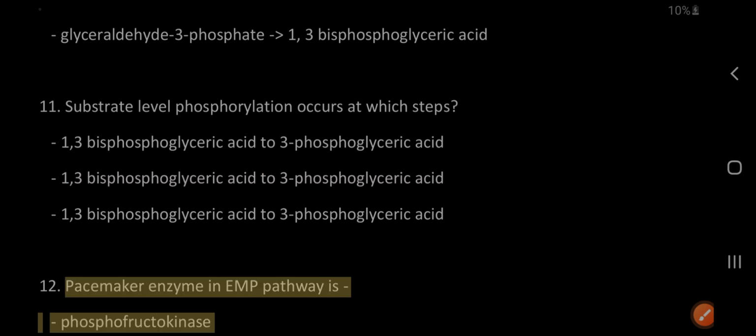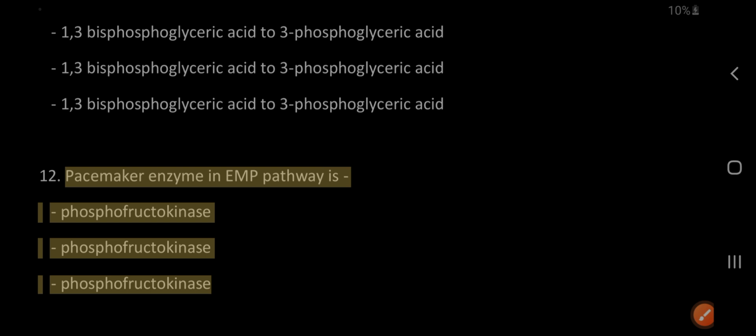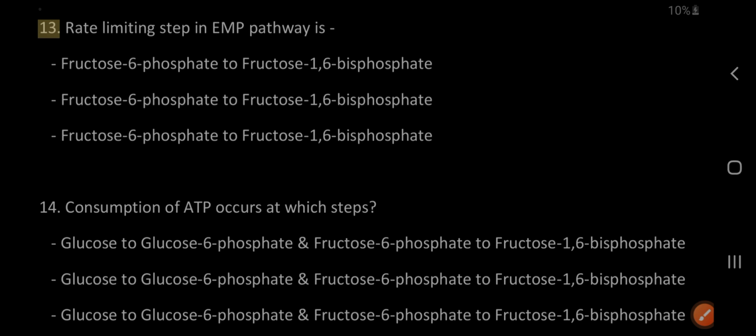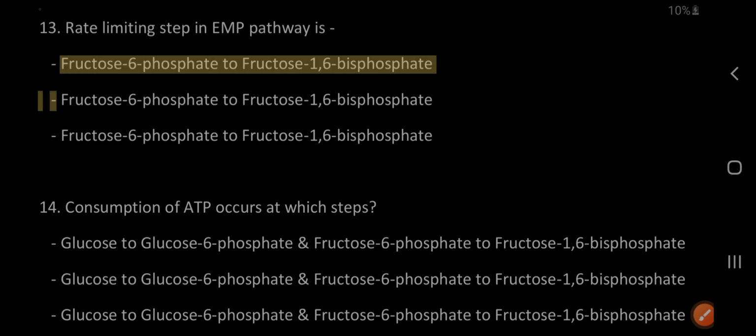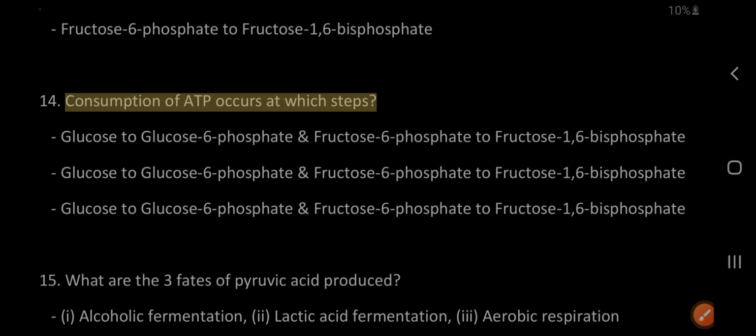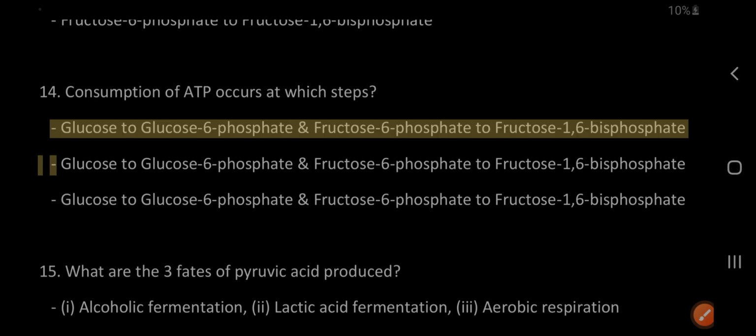12. The pacemaker enzyme in the EMP pathway is phosphofructokinase. 13. The rate limiting step in the EMP pathway is fructose 6-phosphate to fructose 1,6-bisphosphate. 14. Consumption of ATP occurs at which steps? Glucose to glucose 6-phosphate and fructose 6-phosphate to fructose 1,6-bisphosphate.